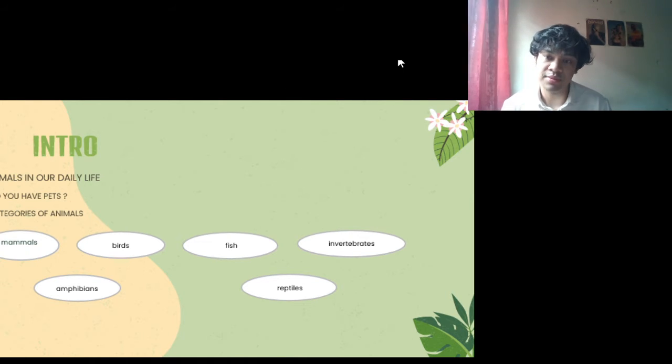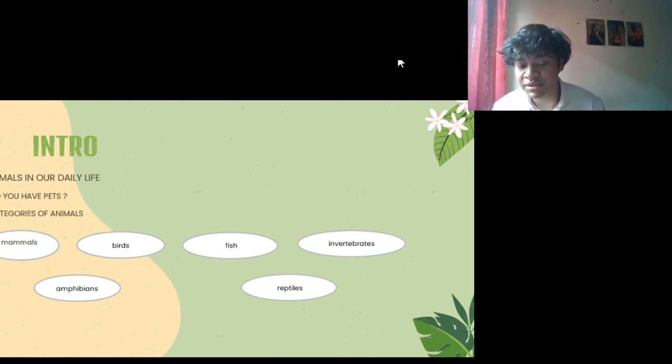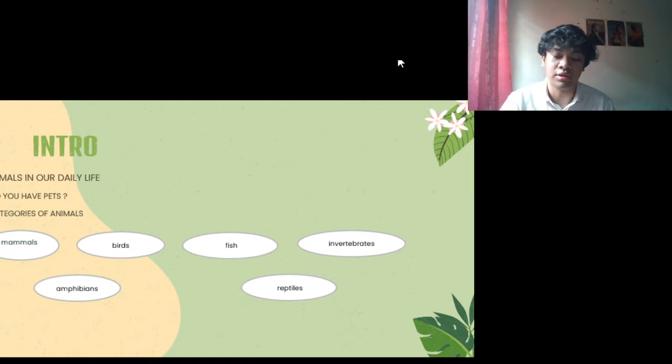The fourth one I want to explain is invertebrates, which are animals that don't have spines, for example worms and leeches, and some of them are cold-blooded. Then amphibians, animals that live in two areas: mainly in the water, but they can also live on land. They are cold-blooded animals, as are reptiles. Some reptiles can live in water and also on land, but many of them mainly live on land rather than in the water.